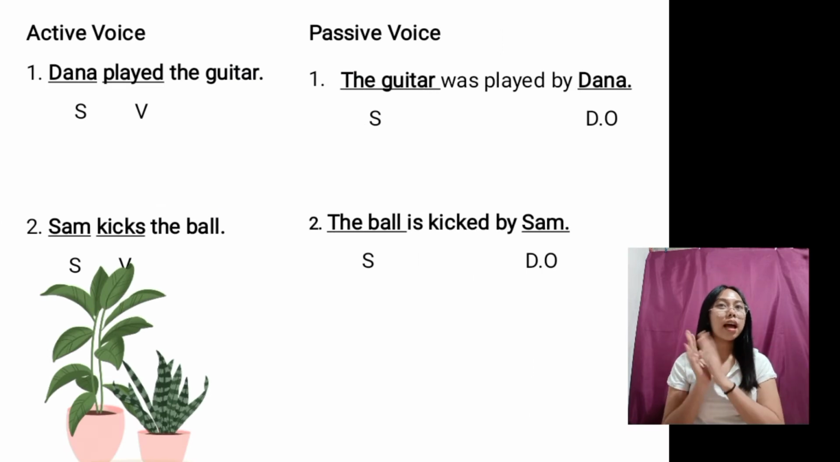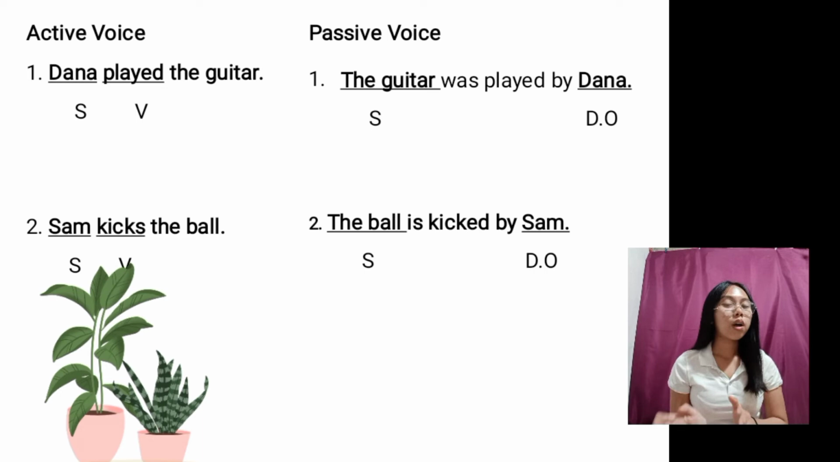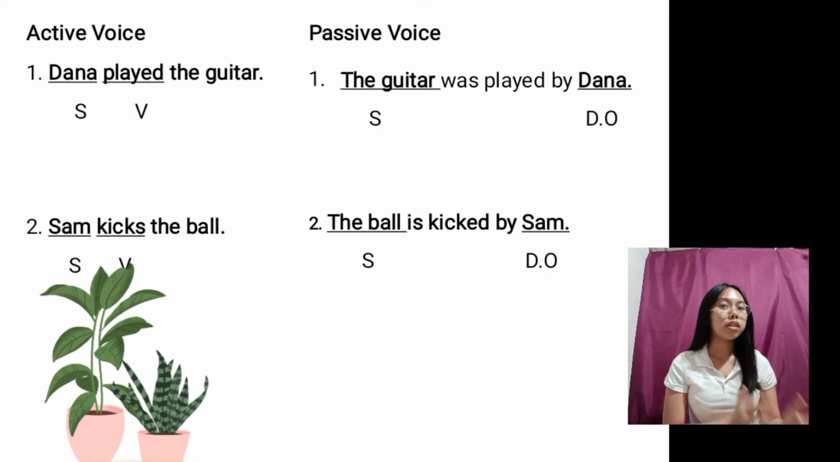Observe the sentence. In the active voice, Dana is the one who initiates the action. Dana is the subject in the active voice. While in the passive voice, this time, Dana acts as our object, as our direct object, and the guitar here acts as our subject. The guitar is the subject, was is our linking verb, played is written in the past participle form, and then by is our preposition.